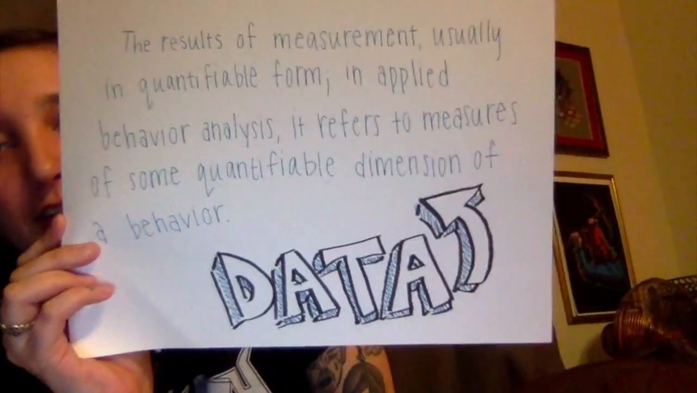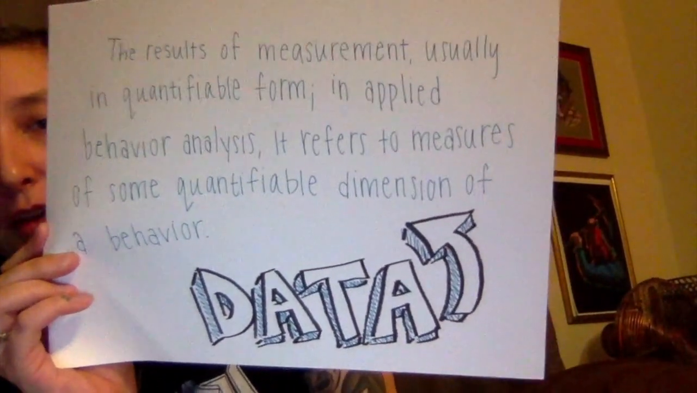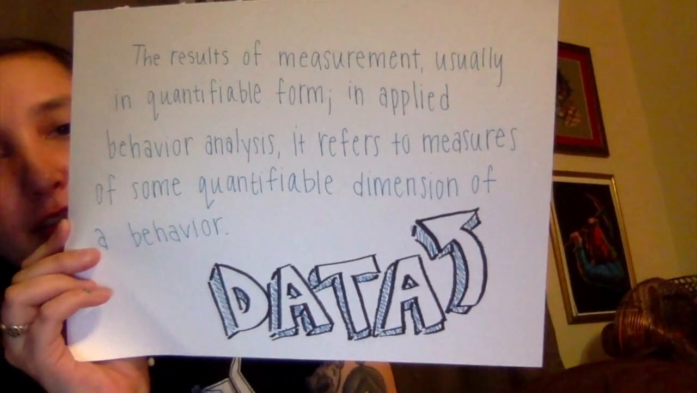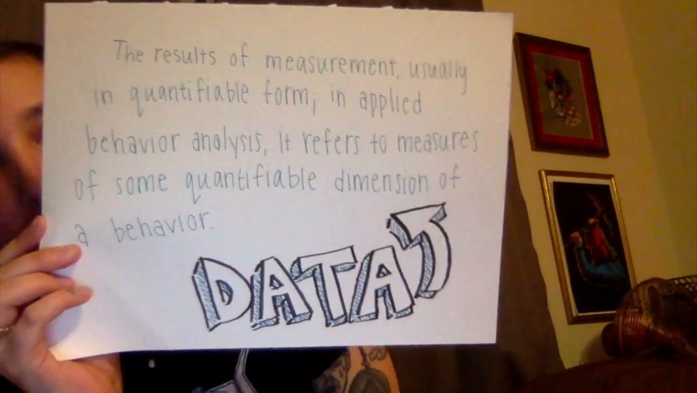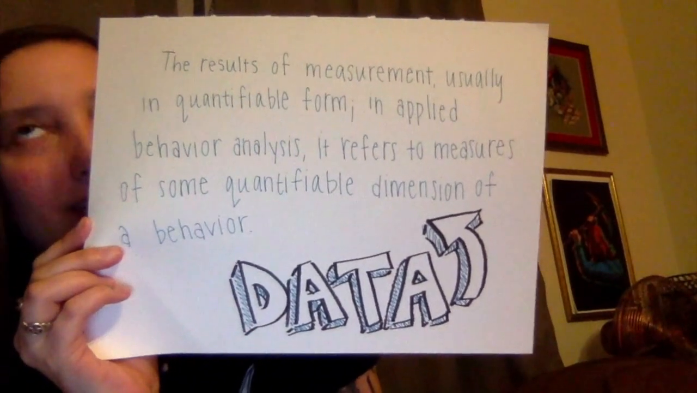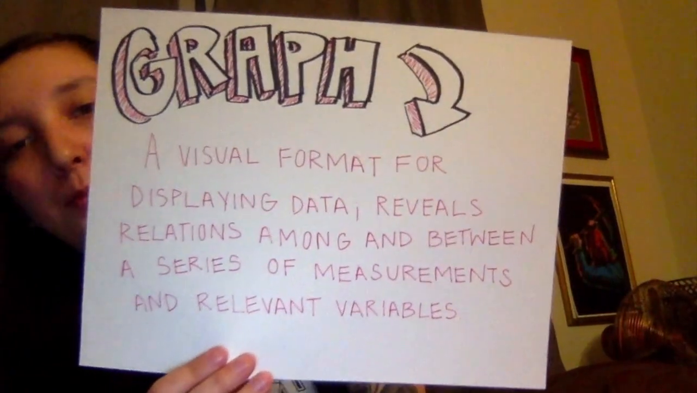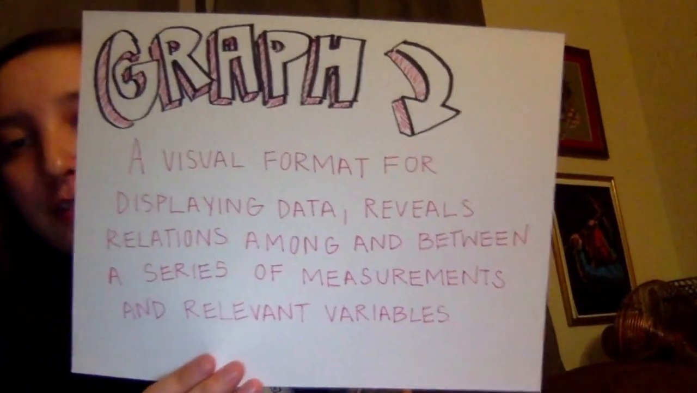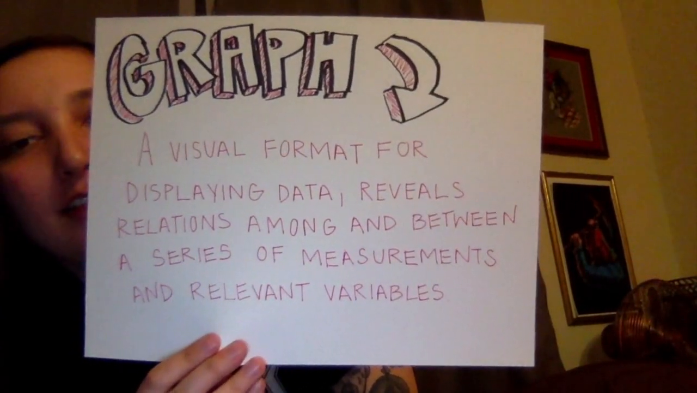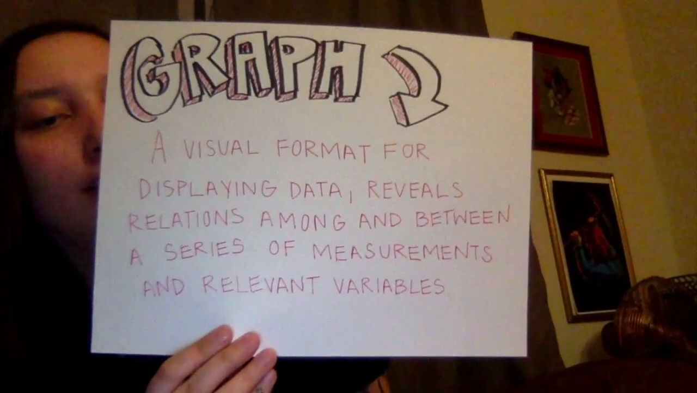As behavior analysts, one of the most important jobs we do is documenting and quantifying behavior change by observing the repeated measurement of behavior, and the product of these measurements is called data. So I thought the definition of data would be an important part of this presentation. Another important term is going to be graphs. Graphs make it very easy for us to visually display the data we've taken, the relationships between a series of measurements, and the relevant variables. This is going to be the definition.